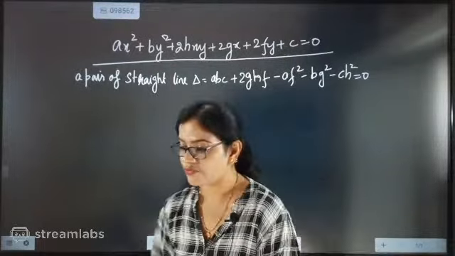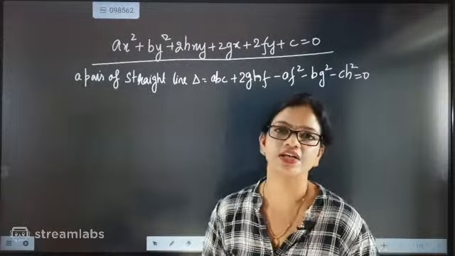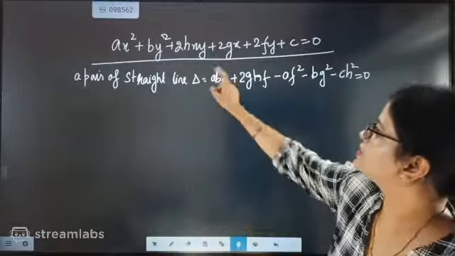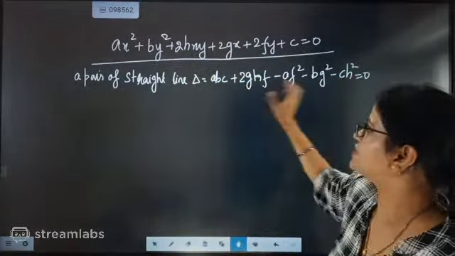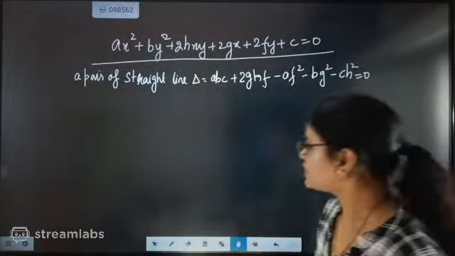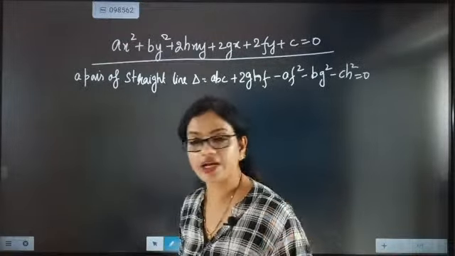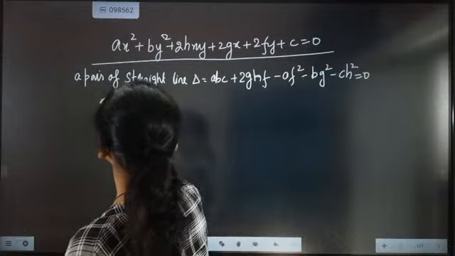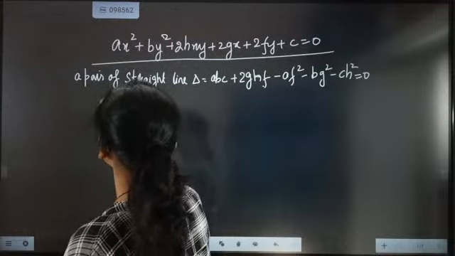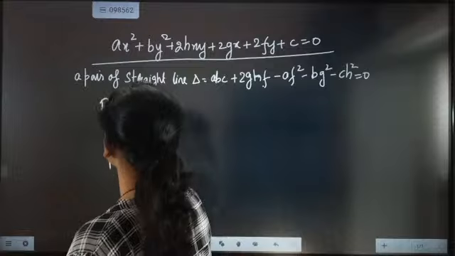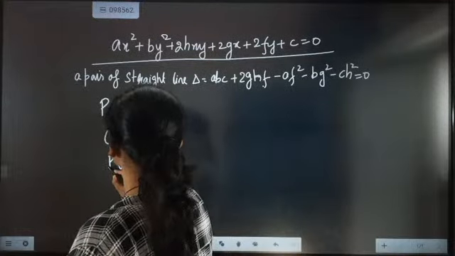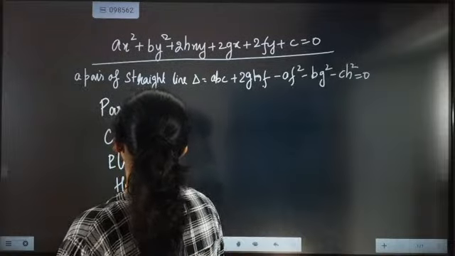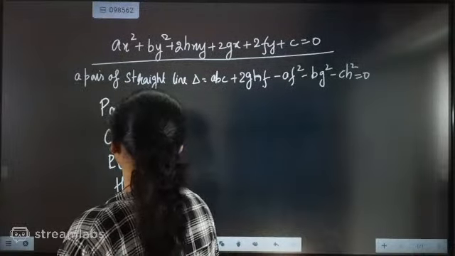But what if it is not going to present a pair of straight lines? If delta is not equal to 0, these coefficients are not arranged like this and it is not going to make itself 0, then we can get other figures. What can be the other figures? Then we will talk about parabola, circle, ellipse, hyperbola, and then rectangular hyperbola.